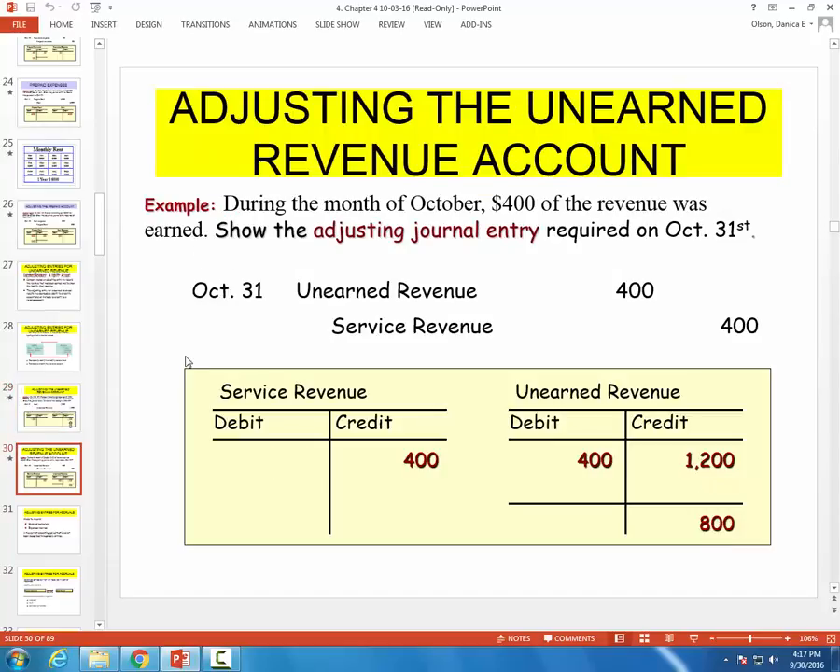At the end of the month, we show that the company has performed $400 worth of services. Therefore, we need to reduce that liability account unearned revenue. To reduce the liability, we debit unearned revenue for $400 and we credit the service revenue for $400. We have now performed a service and need to record the revenue.